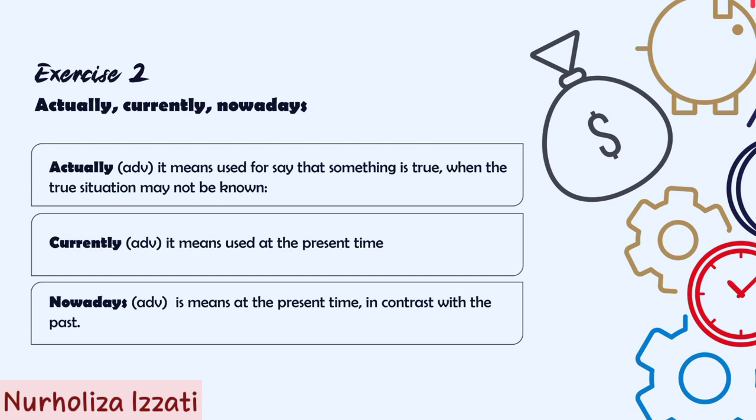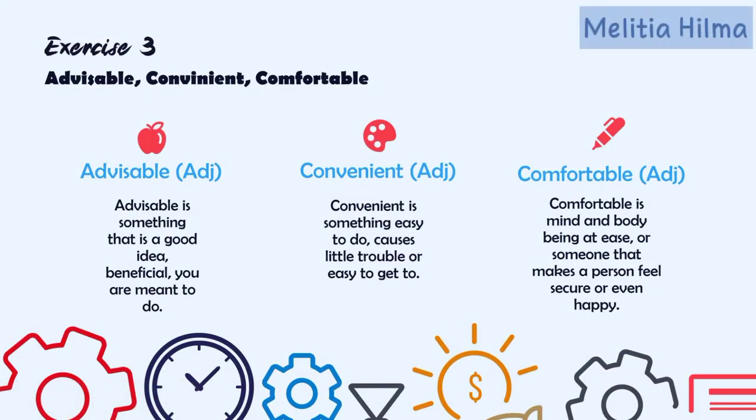Third, nowadays. Nowadays is an adverb. It means at the present time in contrast with the past. Example, nowadays when society develops day by day. Exercise 3. Advisable, convenient, and comfortable. First, advisable. Advisable is an adjective. Advisable is something that is a good idea, beneficial, you are meant to do. The example is, Della more even found it advisable to withdraw from public life into obscurity.